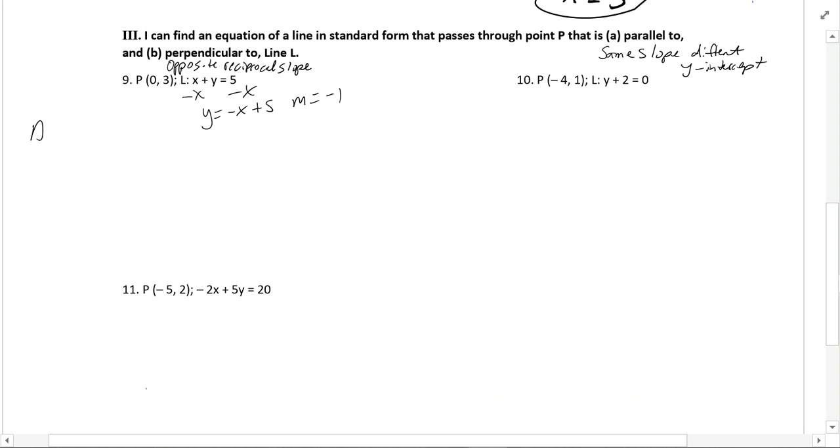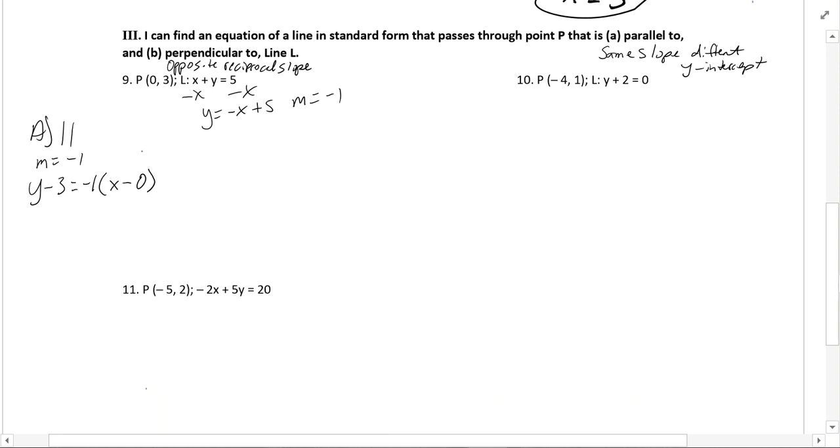All right, so for part A, we want the parallel. I'm going to draw, this represents parallel lines, and the parallel lines have the same slope, so we're going to use the slope of negative 1. And we're going to use this point. Since we have a point and a slope, we're plugging it into point slope form. So y minus 3 equals negative 1 parentheses x minus 0.